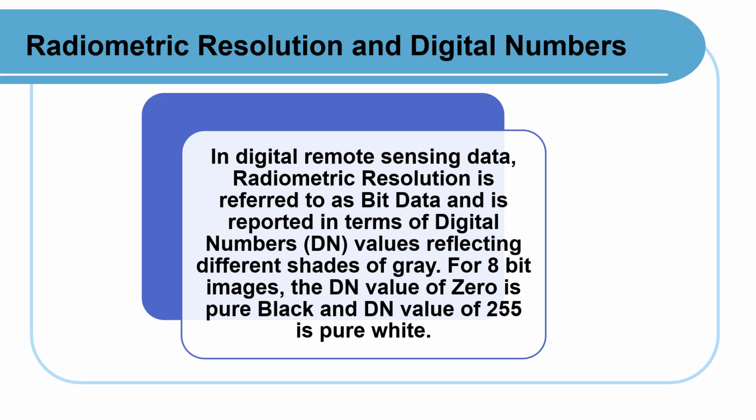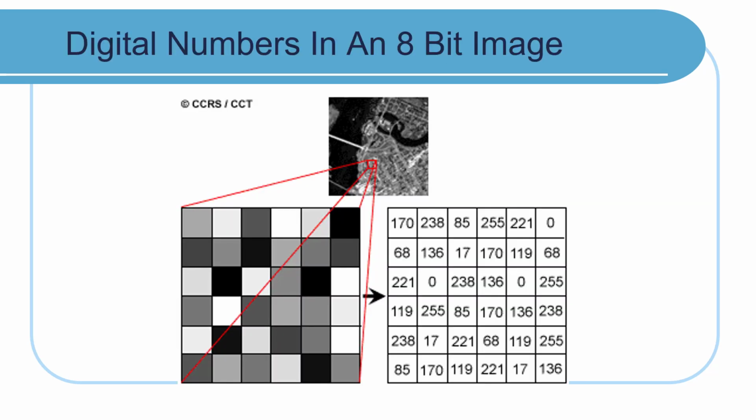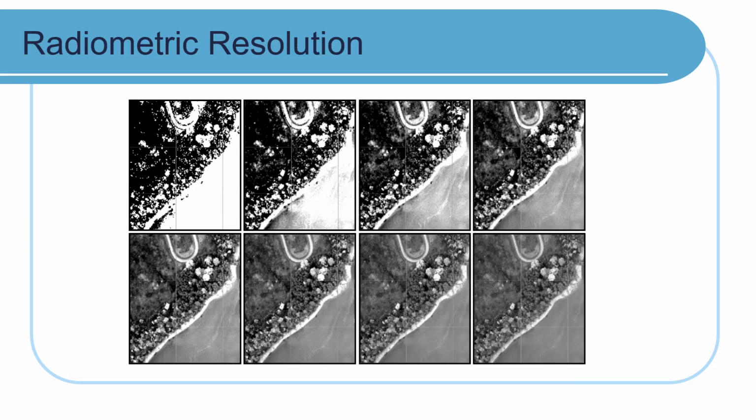So we've already talked about digital numbers when we talked about pixels, and in digital remote sensing data, radiometric resolution is referred to as bit depth, and it's recorded in terms of digital numbers. For 8-bit images, we have from 0 to 255. We start counting at 0, and that would be pure black, and 255 is pure white. Here is a representation of a portion of an urban area, and you can see the shades of gray on the left and their corresponding digital numbers in the boxes on the right.